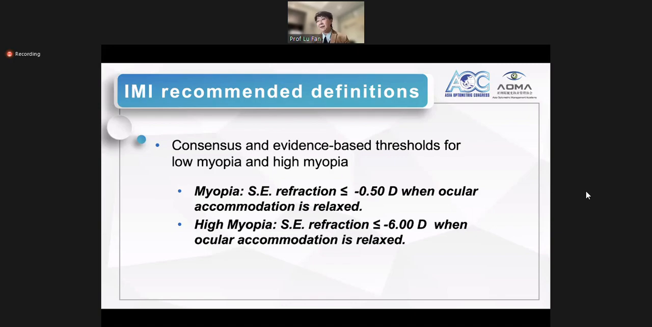Myopia was defined as a spherical equivalent of minus 0.5 diopter or worse, and high myopia was defined as a spherical equivalent of minus 6 diopters or worse.